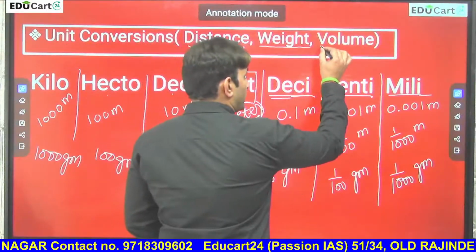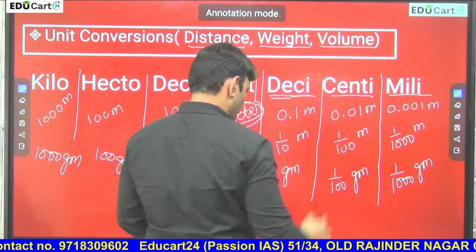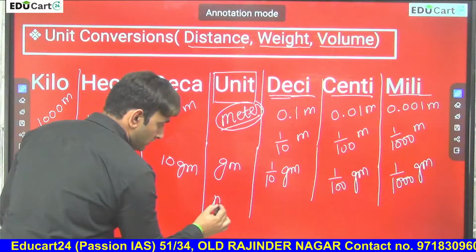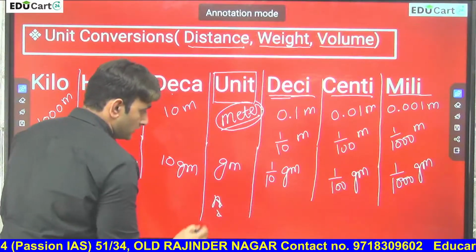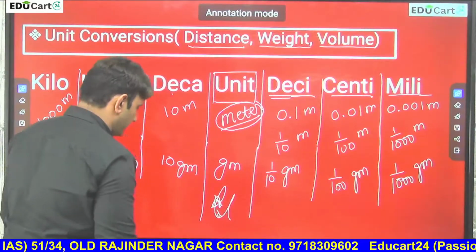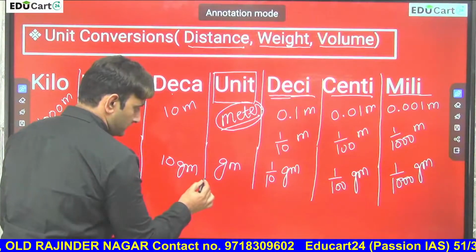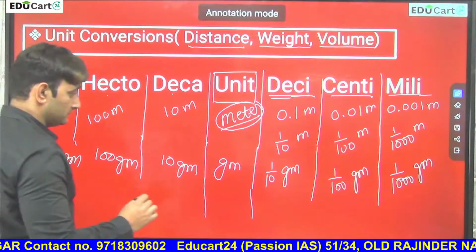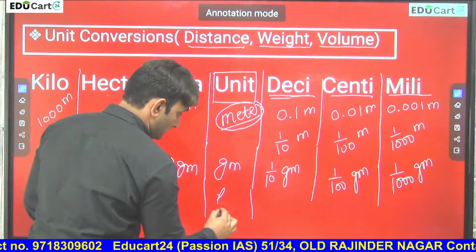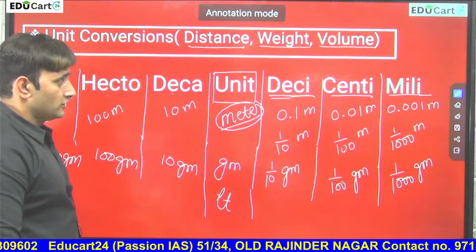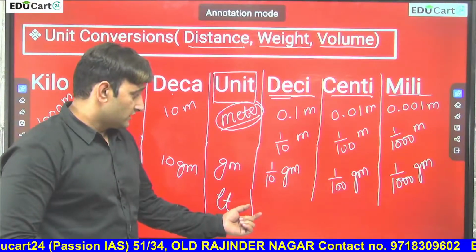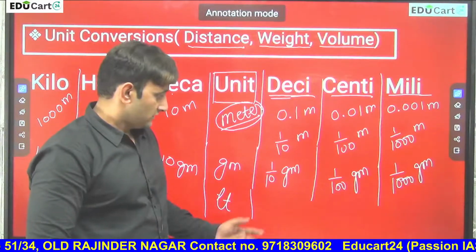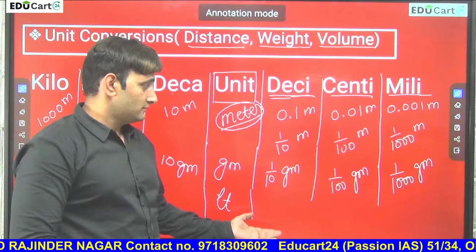Similarly, if we are talking about the volume, here the unit is milliliter. Suppose I am considering it as liter. ठीक है ना? Liter. So 1 deciliter. 1 deciliter is 1/10 of the liter. That is, we can say 100 ml also.